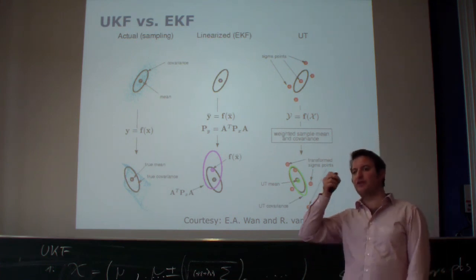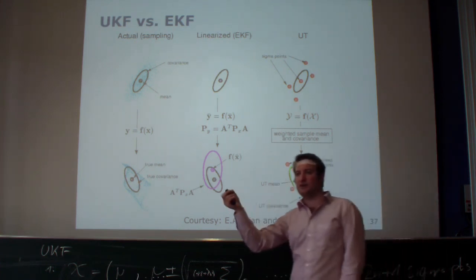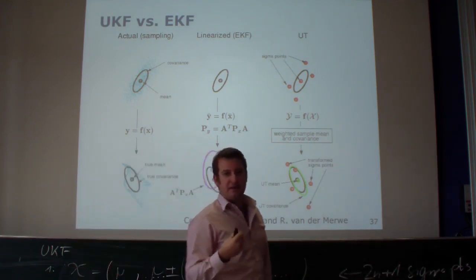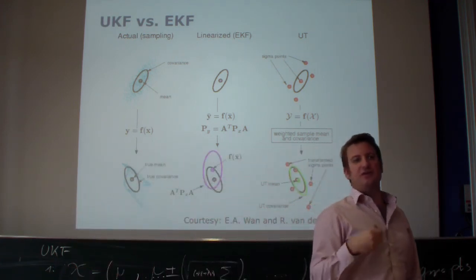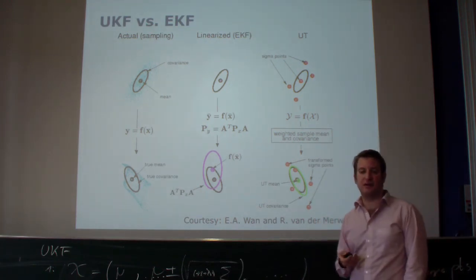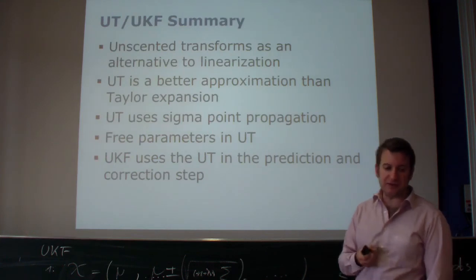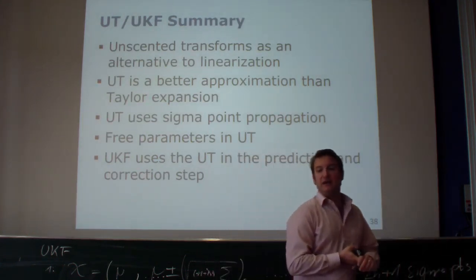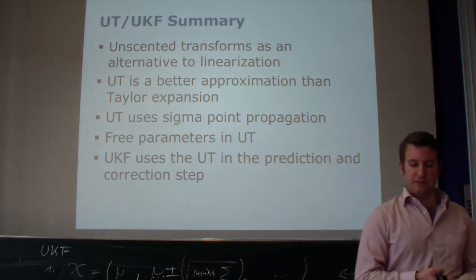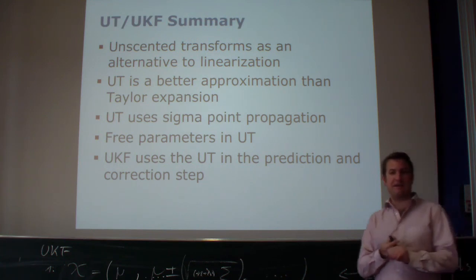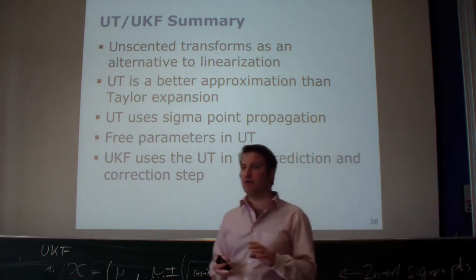So the unscented transform is one way to avoid the linearization in the Kalman filter for propagating the mean and the uncertainty of the Gaussian distribution, and it simply does it in a smarter way. Smarter here means the approximation error is smaller. So the unscented transform is just an alternative to the linearization, and it typically leads to a better result than the Taylor approximation. What it does is use the sigma points.